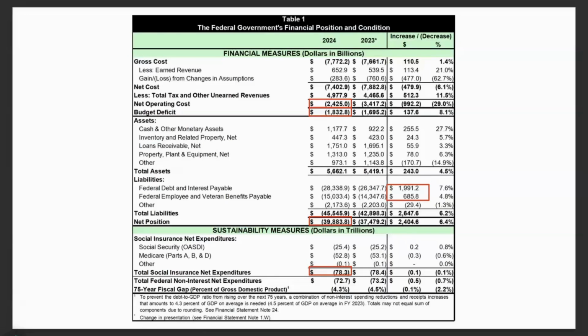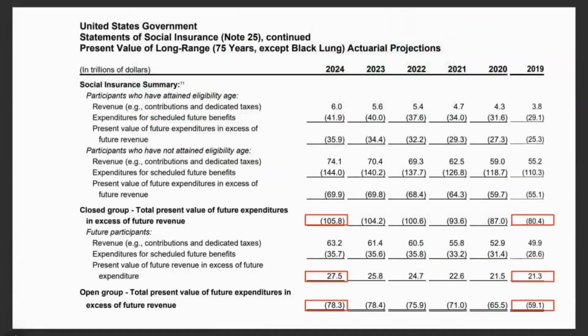So if you take the $40 trillion net position and the 78.3 trillion shortfall in the social programs, you total $118 trillion shortfall for the US government's fiscal position. Now let's go to the next slide to see more detail on this 78.3 trillion of the social programs.